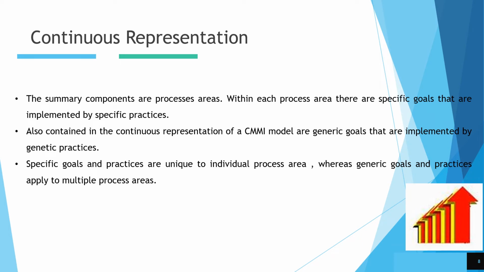So the continuous representation. The summary components are process areas. Within each process area, there are specific goals that are implemented by specific practices. Also contained in the continuous representation of a CMMI model are generic goals that are implemented by generic practices. Specific goals and practices are unique to individual process areas, whereas generic goals and practices apply to multiple process areas.